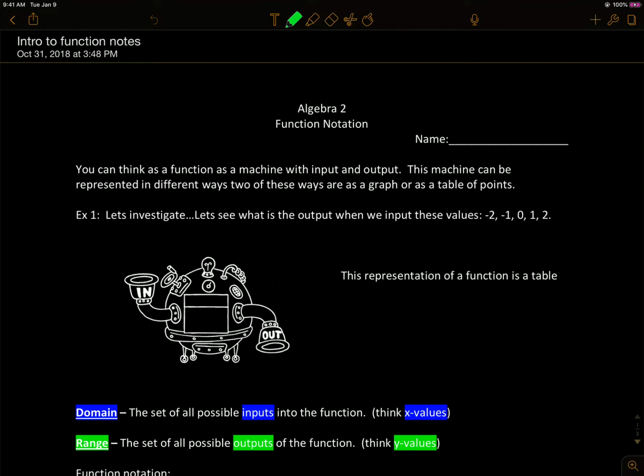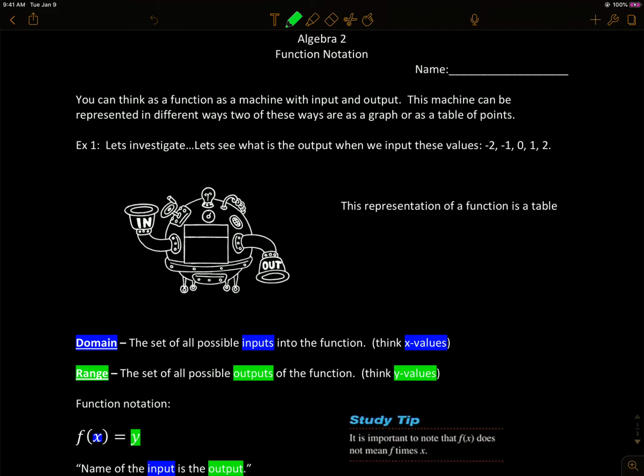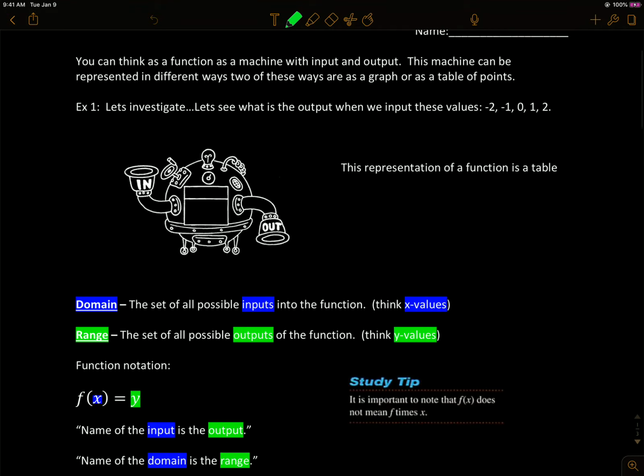So we're going to look at function notation in our introduction to the idea of functions. You can think of a function as a machine with input and output. That's the idea of a function. There are multiple ways to represent a specific function, and we're going to look at two ways.